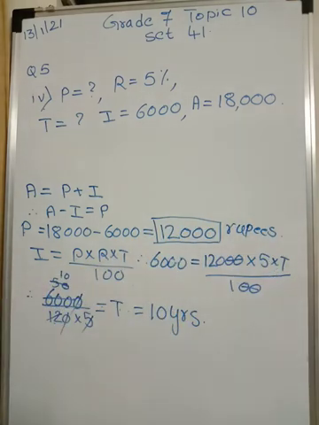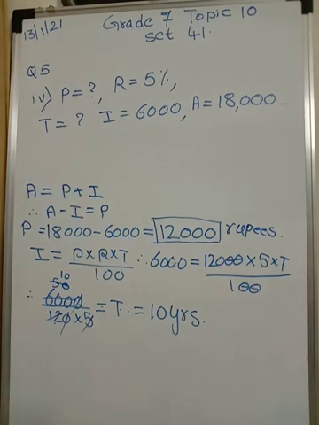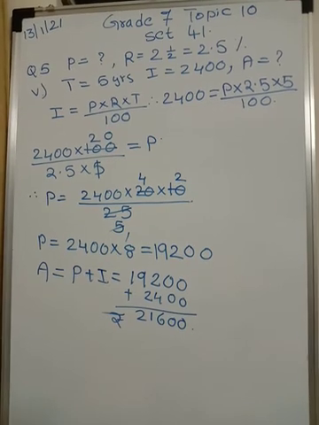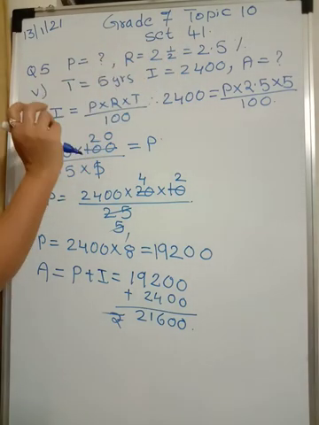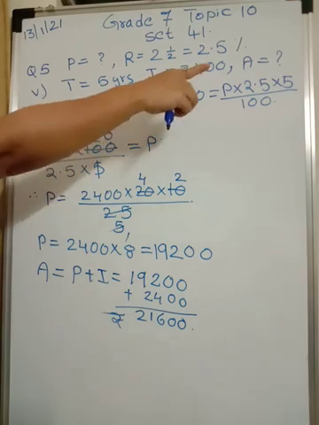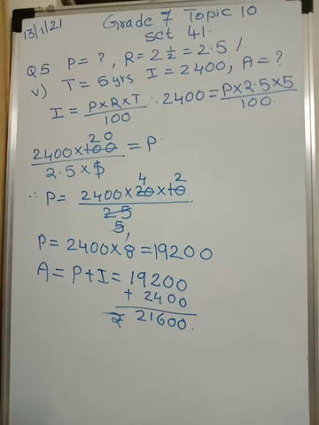Okay. Now only the last problem is remaining from question number 5. Let's do that quickly. Now let's go for the last problem from question number 5. Principal is not given. Rate is 2.5%. Time is 5 years. Interest is 2,400. We have to find amount. So amount and principal both we have to find out.